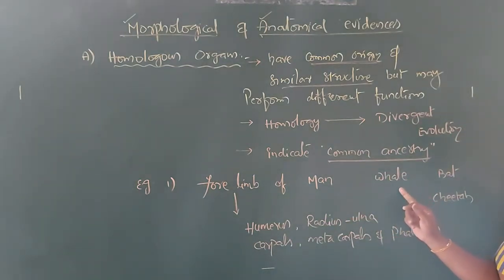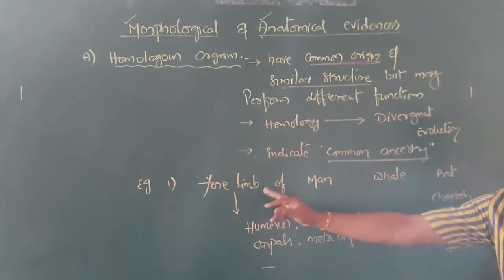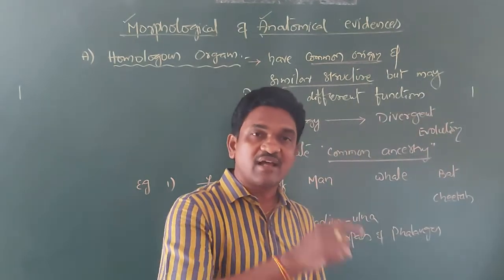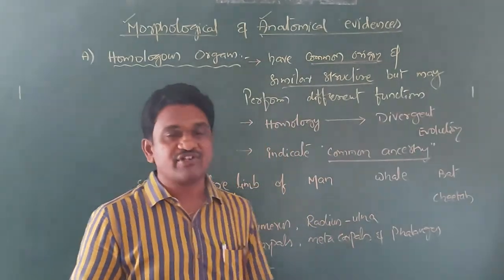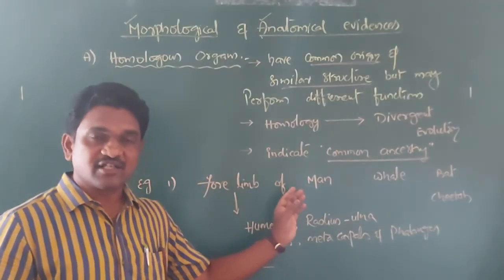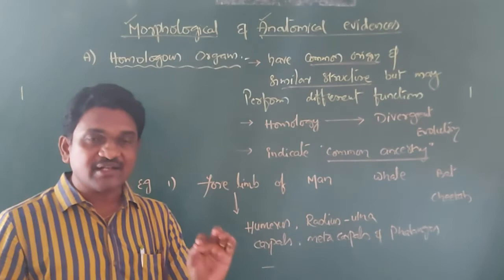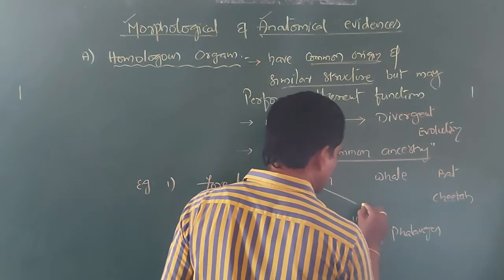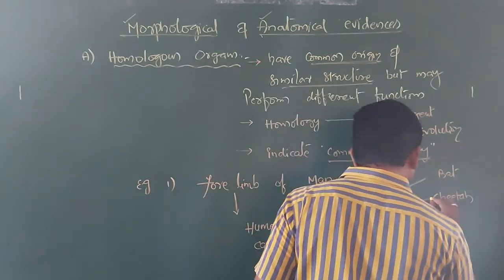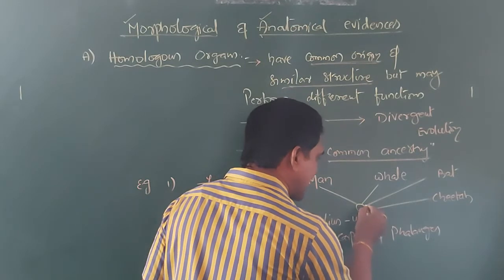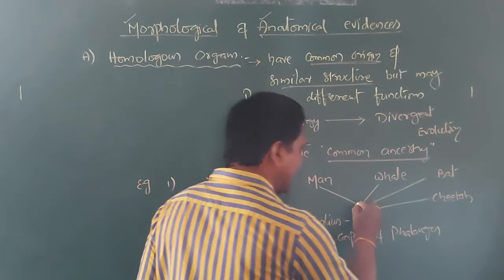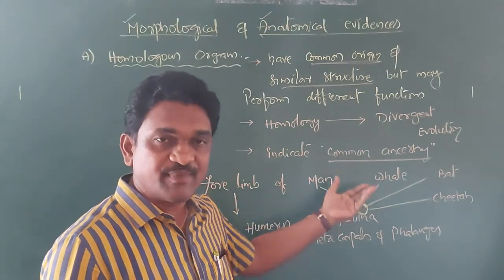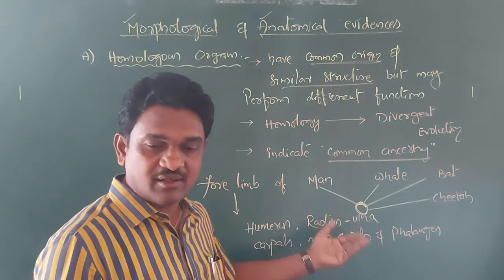All these organisms have the same type of structural bones in their forelimbs. Why do they show that structural similarity? At the beginning we mentioned that structural similarity in organisms is due to sharing common ancestry. That indicates all these organisms, man, whale, bat and cheetah, all mammals, evolved from common ancestors. Since they evolved from common ancestors, they have shown structural similarity in their forelimbs. Okay? Example number 2.